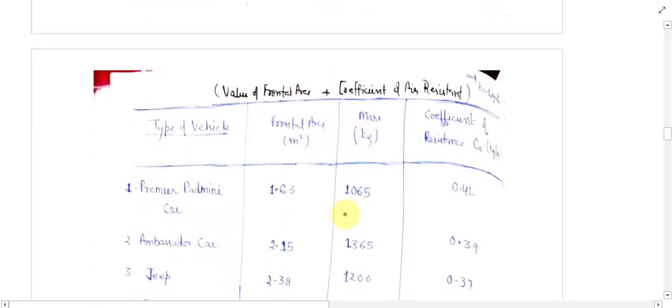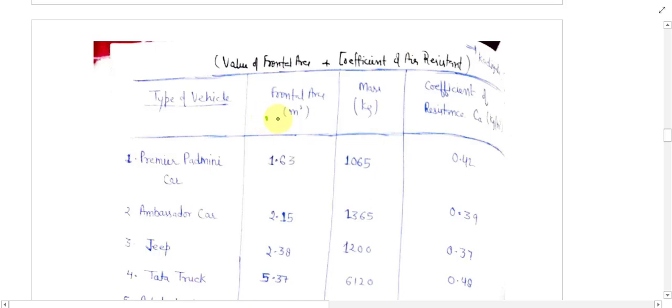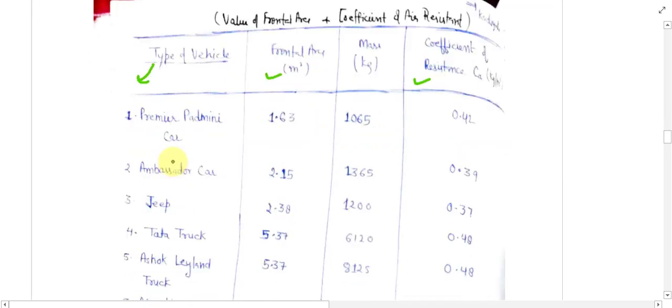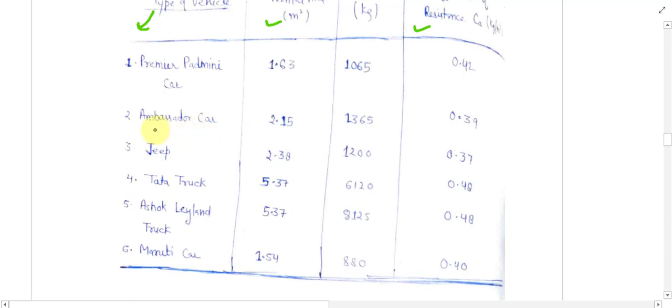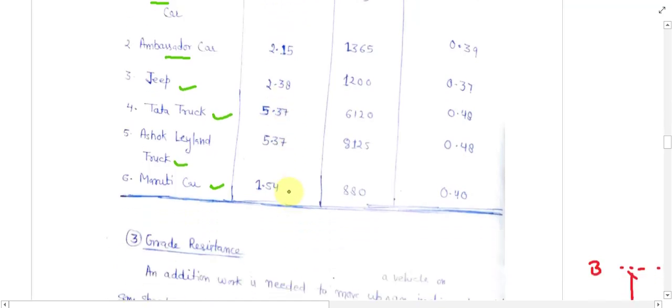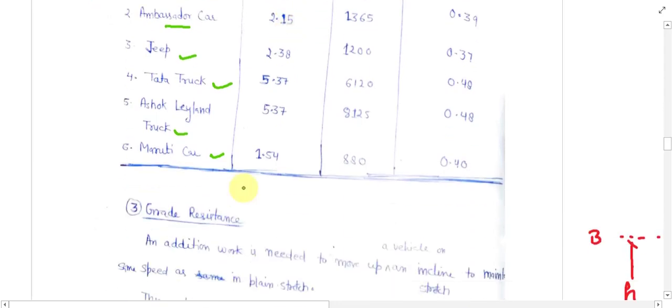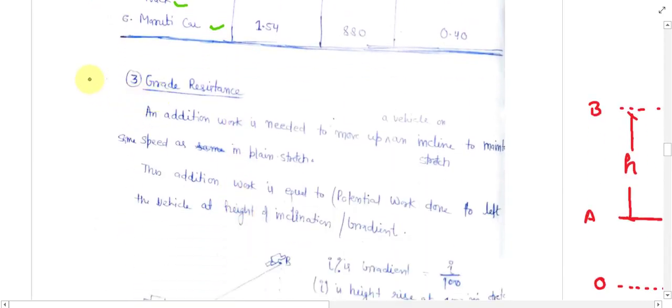With the help of this table, we can find our frontal area of vehicle and coefficient of resistance of vehicle. This is based on the type of vehicle. So we have some vehicle classification like Ambassador car, Premier Padmini car, Jeep, Tata truck, Ashok truck, Maruti car. So on the basis of the type of vehicle, we have different air resistance coefficients and also frontal area in meter square. The third is grade resistance.